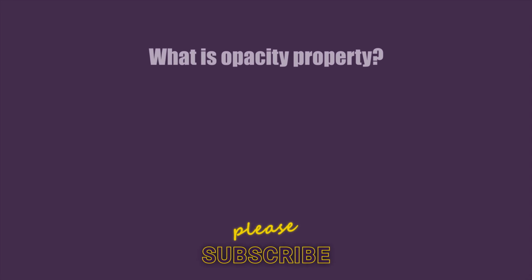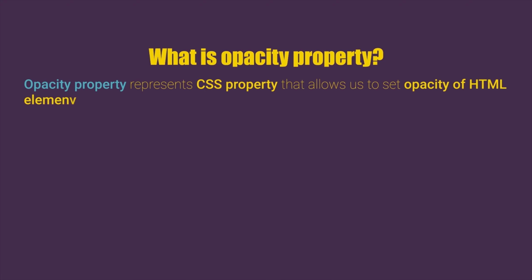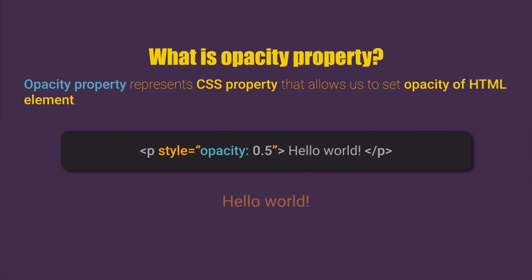What is opacity property? Well, opacity property represents a CSS property that allows us to set opacity for any HTML element. For the value of opacity, we can set a value that can go from 0 to 1, where 0 means that your HTML element will be completely transparent or not visible, and 1 means that your HTML element will be completely visible or not transparent at all.